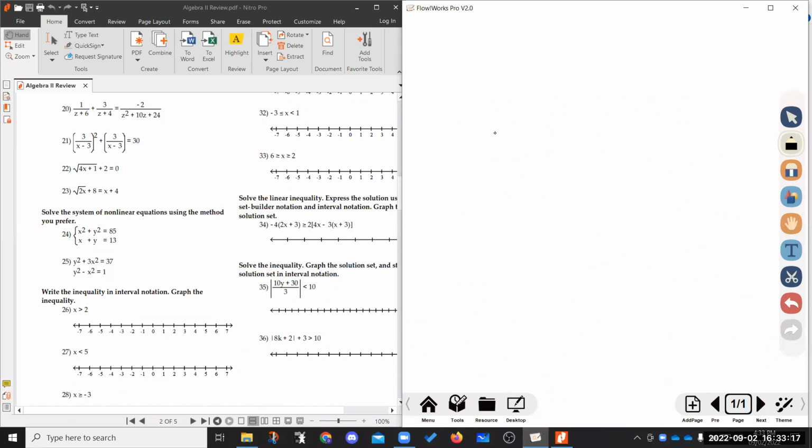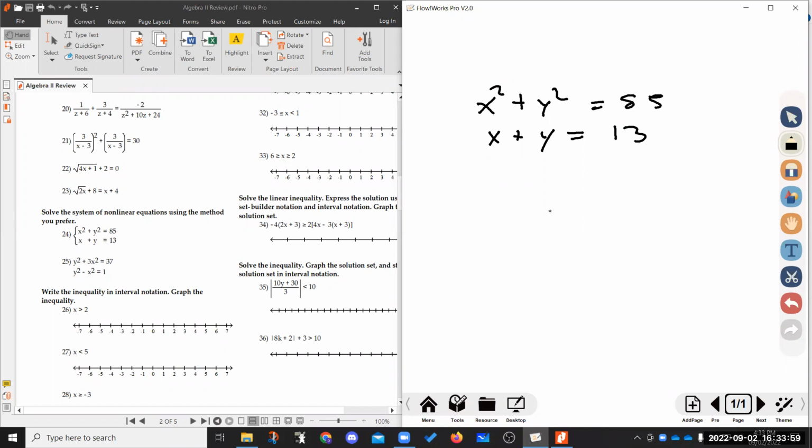Now we're going to solve the system of equations. X squared plus y squared equals 85. X plus y equals 13. Use whatever method I prefer. Okay. If I square both sides, no, that's not really going to help me. So I would probably use graphing here. I would do that with something like the Desmos graphing calculator that's going to show me the points of intersection.